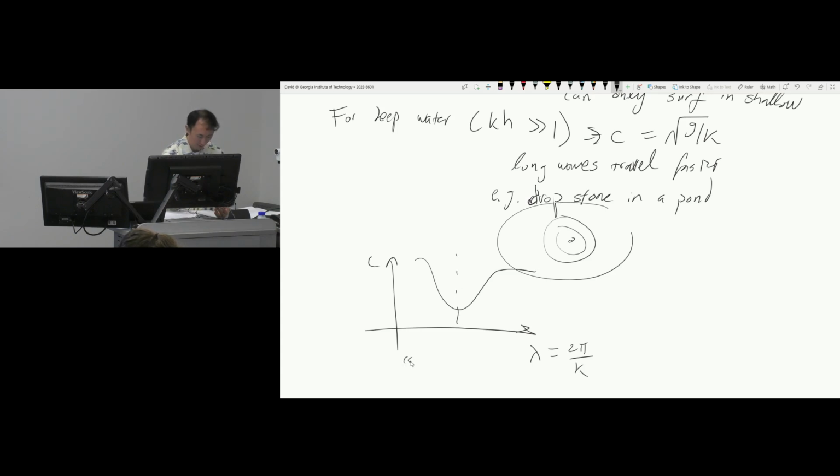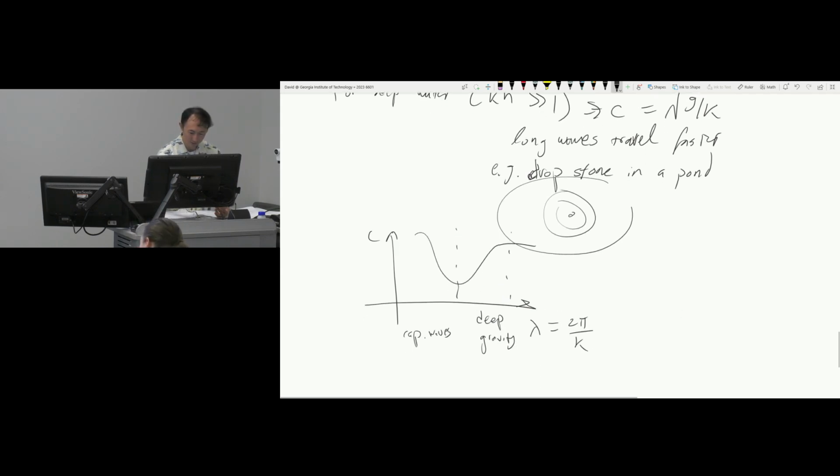This zone is capillary waves, waves for which surface tension is important. This zone is deep gravity waves, a deep fluid, and this is shallow gravity. This is where you want to surf. And there's this minimum here, C minimum.